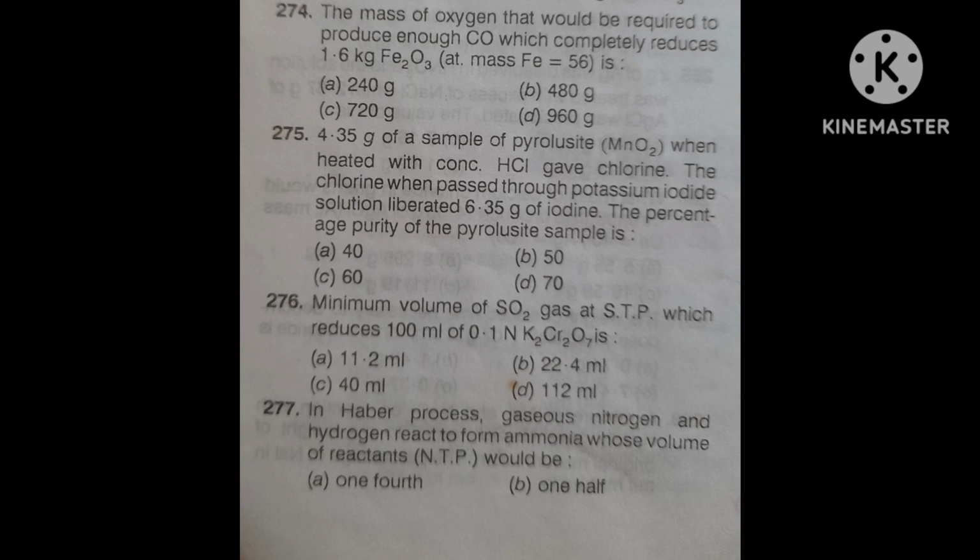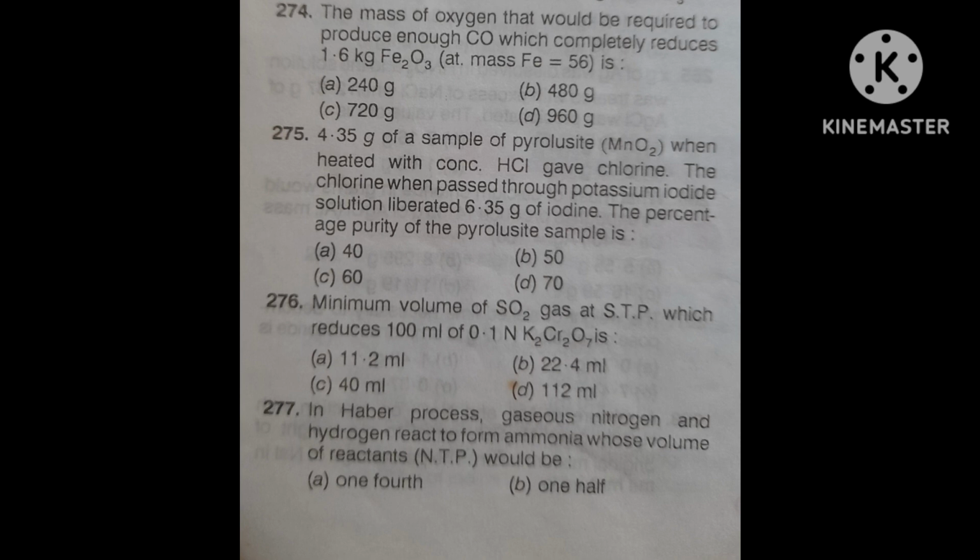Okay, just think. Here you have to write the reaction, then you can easily solve it. This is very common and easy. You have to understand the question: in the Haber process, gaseous nitrogen and hydrogen react to form ammonia, whose volume of reactants would be first 1/4, second 1/2, third same, and fourth 3/4.